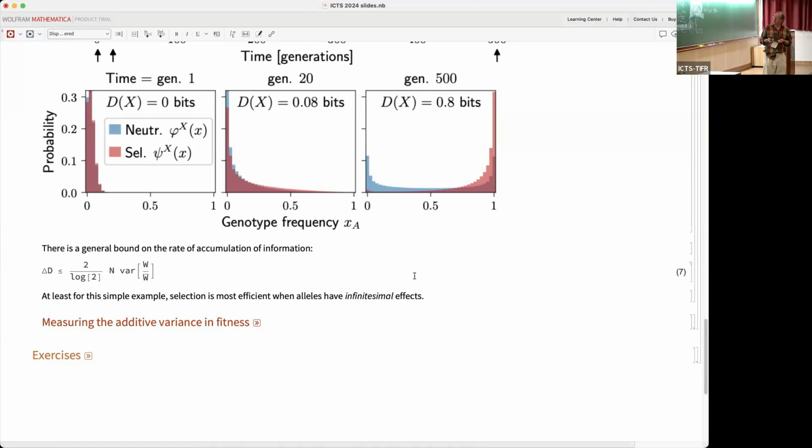And then you can ask, what would be the most efficient way to accumulate information? And for this particular example of just directional selection on mutations thrown into the population at some rate, that turns out to be the infinitesimal limit. And there's an intuition there which is quite simple. If you have, you might say, well, we just apply strong selection.